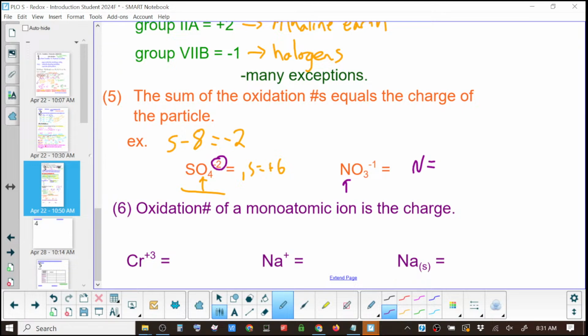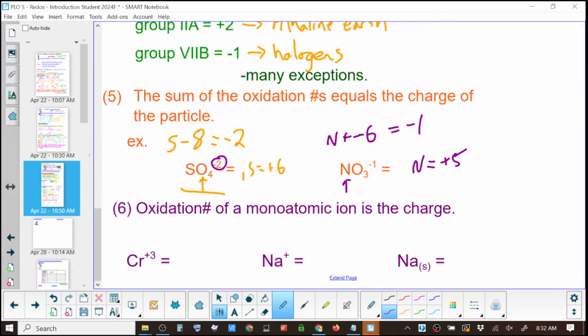-1. We have nitrogen plus, what's the charge in oxygen? What is oxygen almost always? -2. And we have 3 of them. -6. So plus minus 6 must equal the overall charge of minus 1. What must nitrogen be to have this overall equal minus 1? 5.